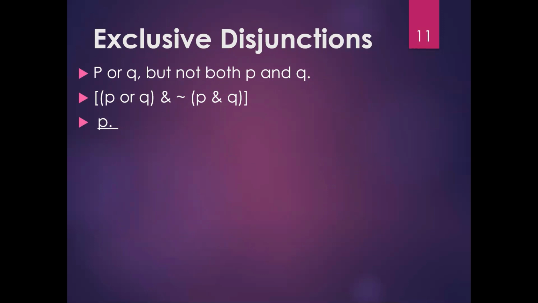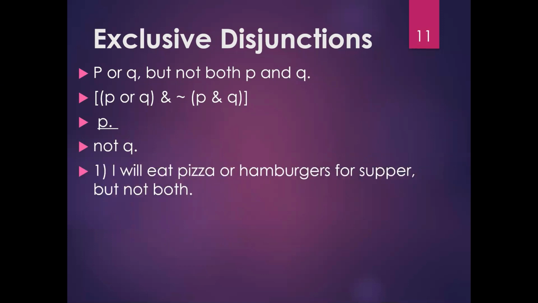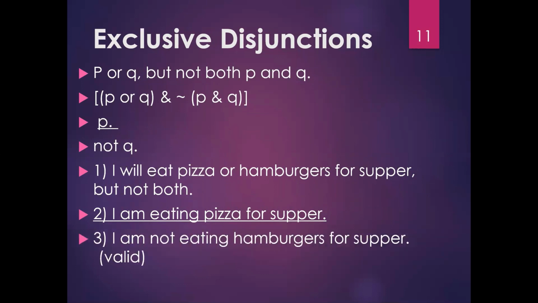And so when you say, well, P is true, now you can conclude that not Q is true. So I will eat pizza or hamburgers for supper, but not both. And then if you say I'm eating pizza for supper, you can conclude the negation of that other disjunct. I am not eating hamburgers for supper. This is a valid structure, so don't get it confused with the invalid form that we just considered.